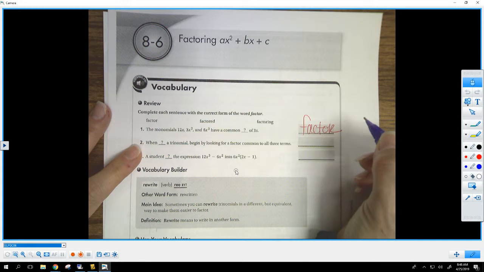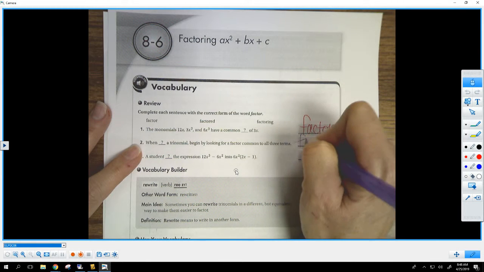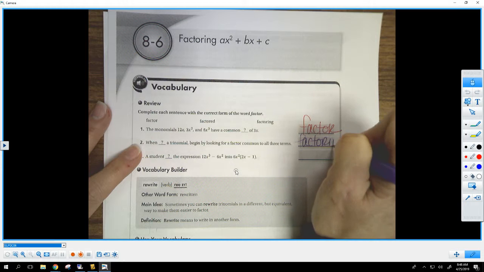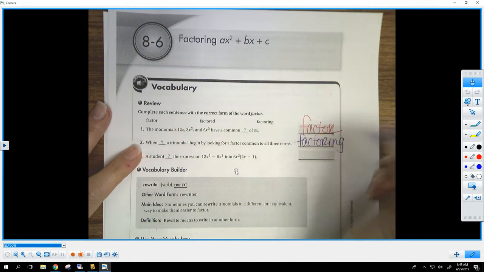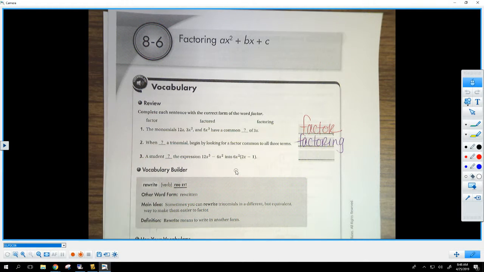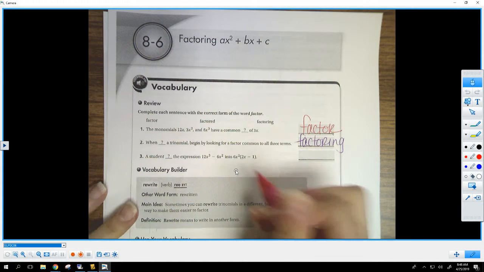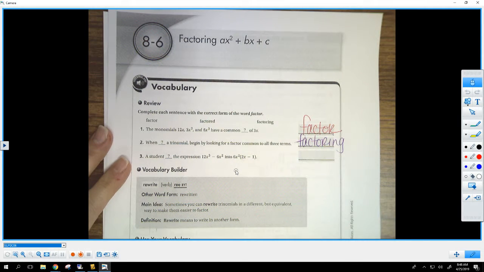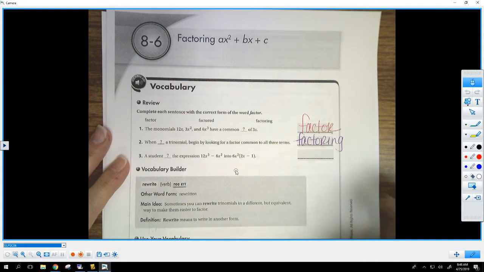When we are factoring, we look for the factor that is common to all three. A student factored the expression 12x cubed minus 6x squared into 6x squared, parentheses 2x plus 1. It already happened. Factored.